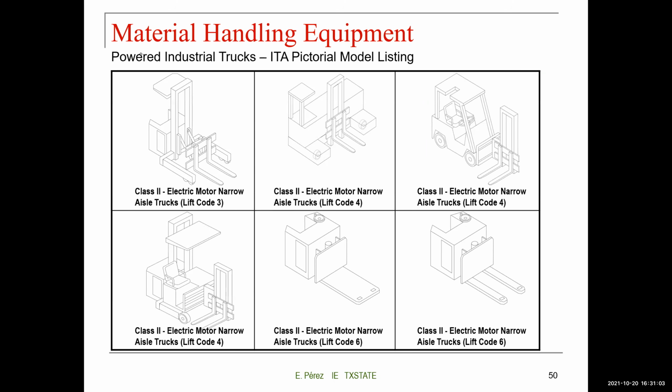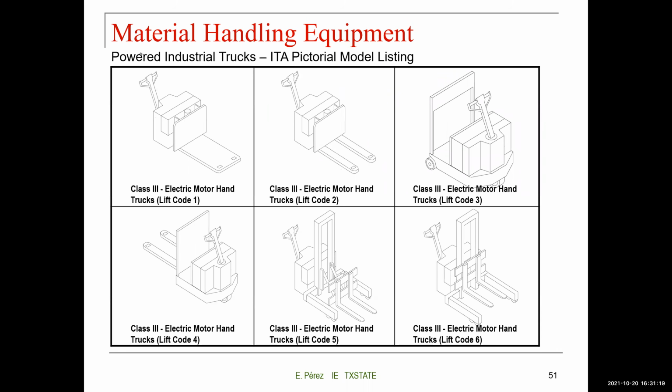More examples for lift code based on the class. You can see the difference. You can look at this one, a different location for the fork. Same here. These are all electric, so electric motor class 3.